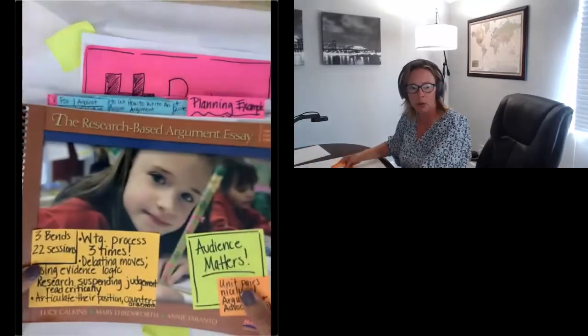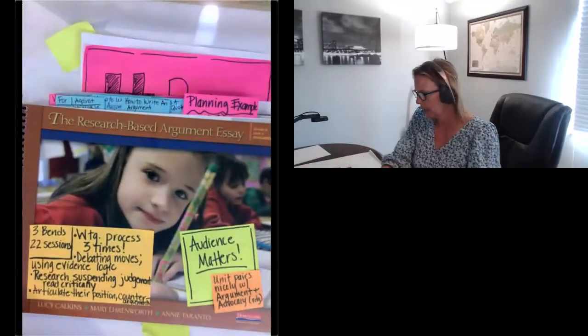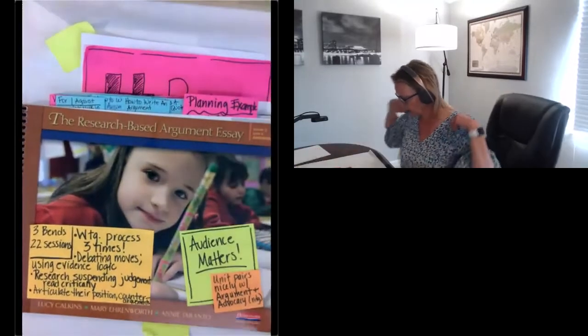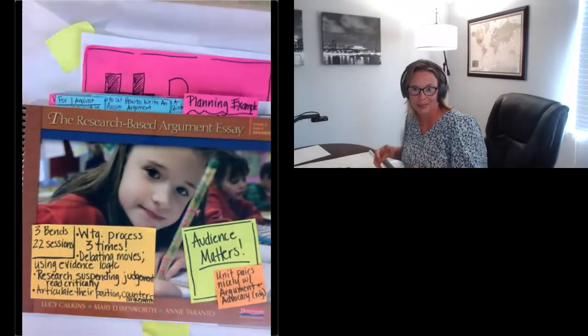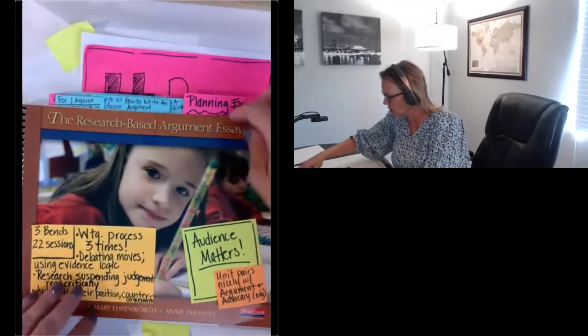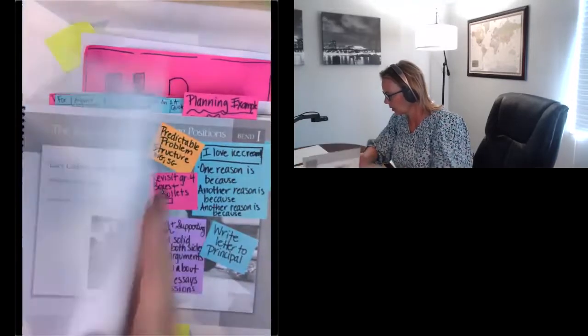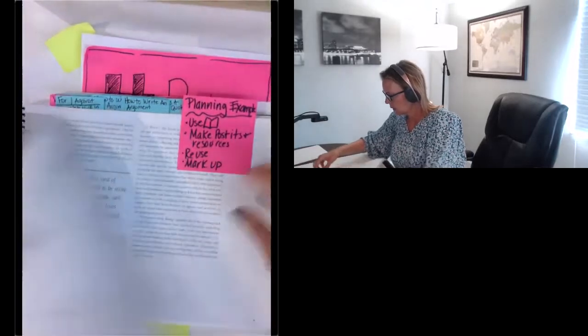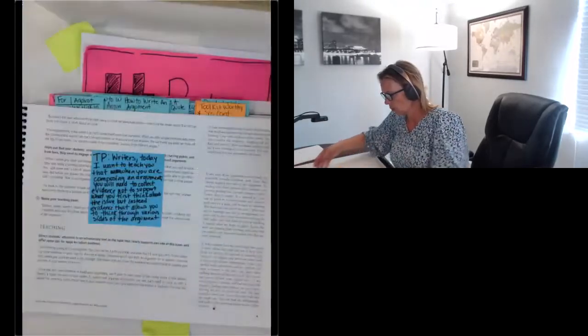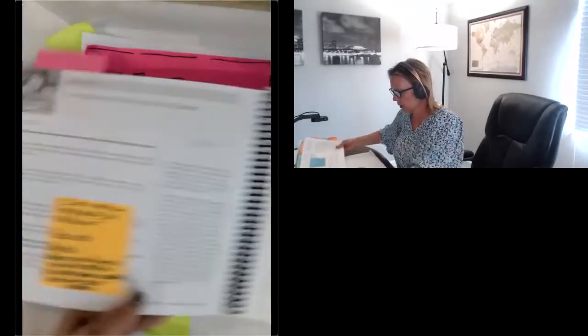So I'm going to pull out my research-based argument essay book, and you can see I've unpacked this book. So my book looks like it's ready for me to go teach. I have an example here. Sorry, I do this on the front of every bend, so I know. So here is what my book looks like.